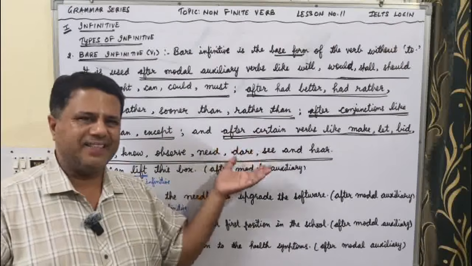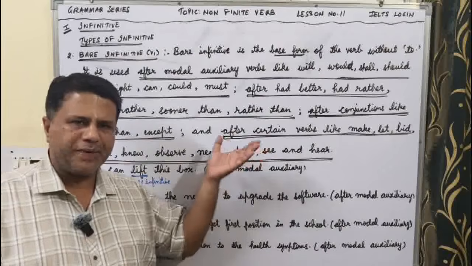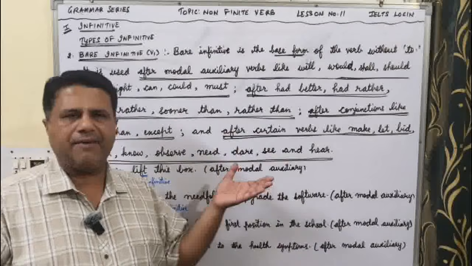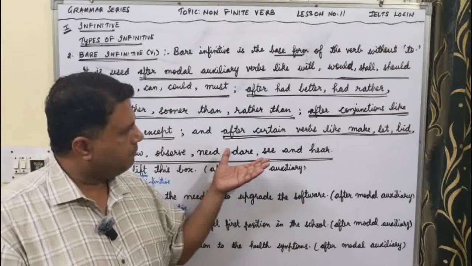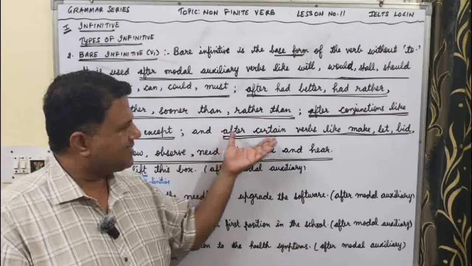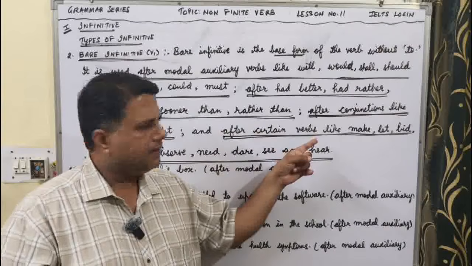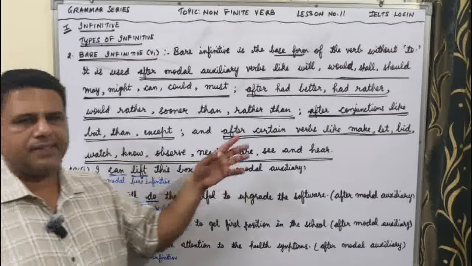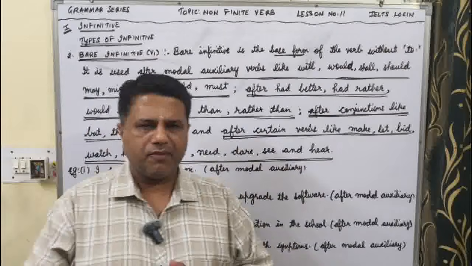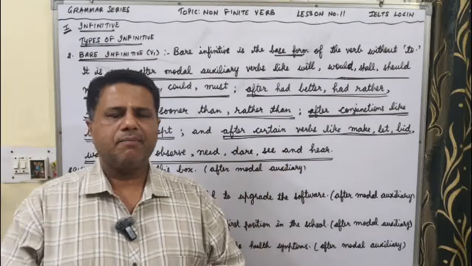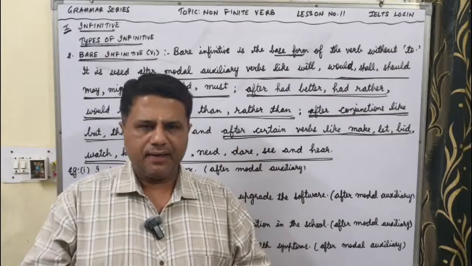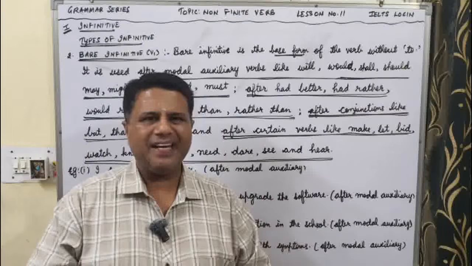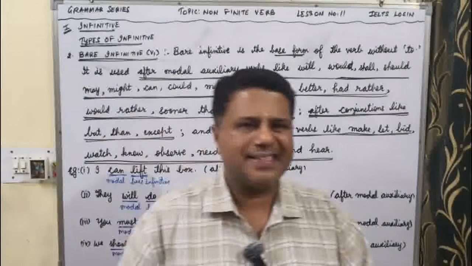And the special use of this bare infinitive is that it is used after certain verbs. Students, you have to learn this list. There are some special verbs which will always have bare infinitive after them: make, let, bid, watch, know, observe, need, dare, see and hear. So these are some of the verbs and some of the expressions and the modal auxiliary verbs after which we use bare infinitive. Let's discuss the examples now.